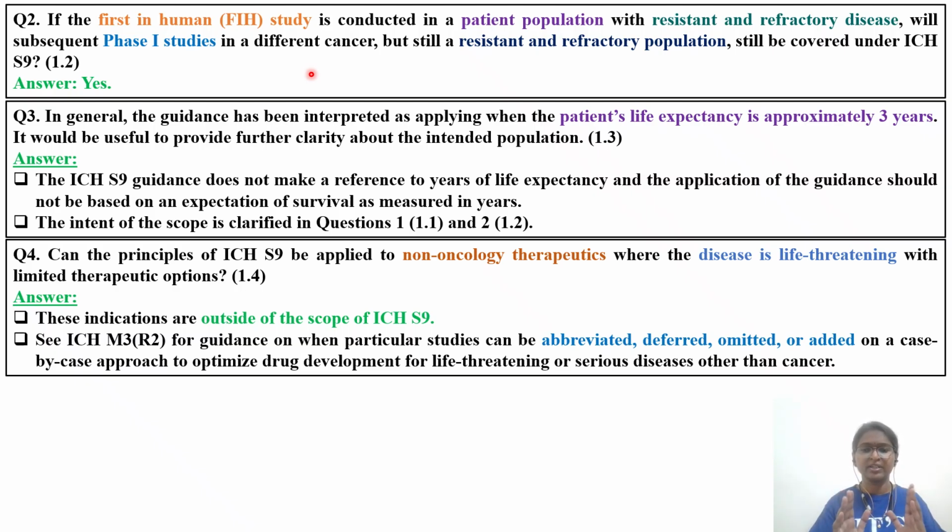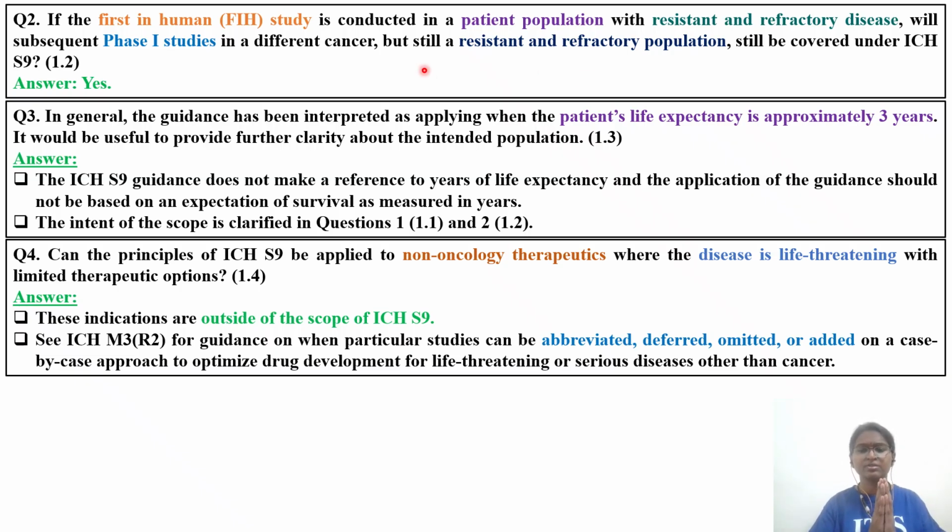Try to understand, that is the reason. So here what they are saying is that if the FIH study is conducted in a patient population who is resistant and refractory, then for a subsequent phase 1 study in a different cancer that is still resistant, you still have to follow the ICH S9 guideline.